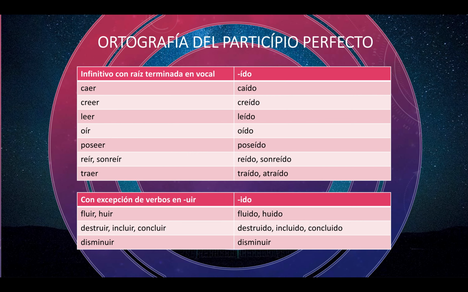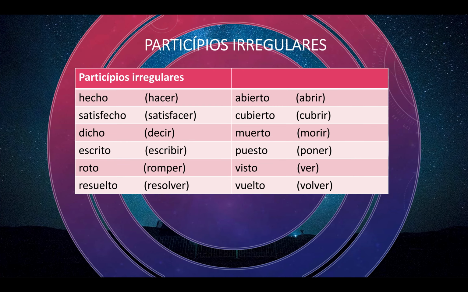So, with the exception of UIR, there are a number of UIR verbs. If the stem ends in U with IR, that is not going to need the accent, so it will not carry an accent. Fluir, to flow, the word flowed does not take the accent. Huir, to flee, the word fled does not need an accent. Destruir, incluir, concluir are other examples. Disminuir, to diminish. Okay, none of these take an accent.